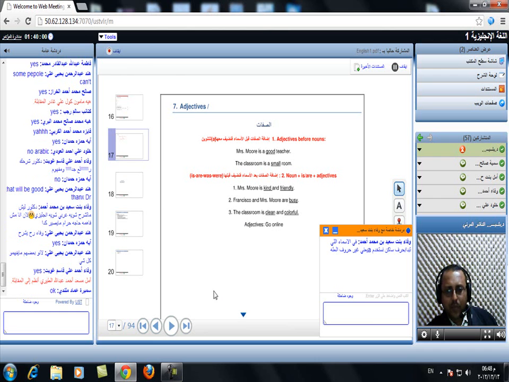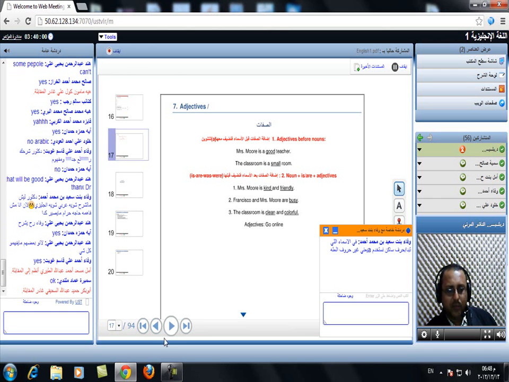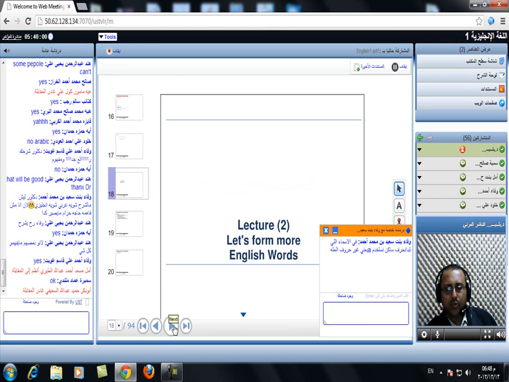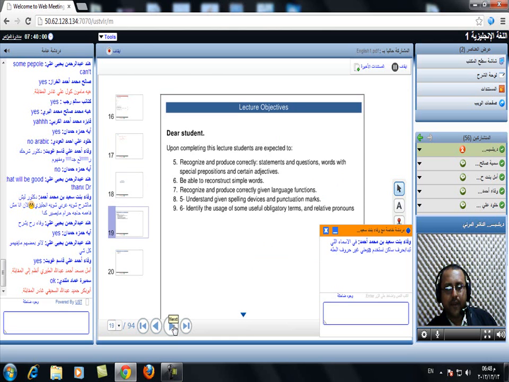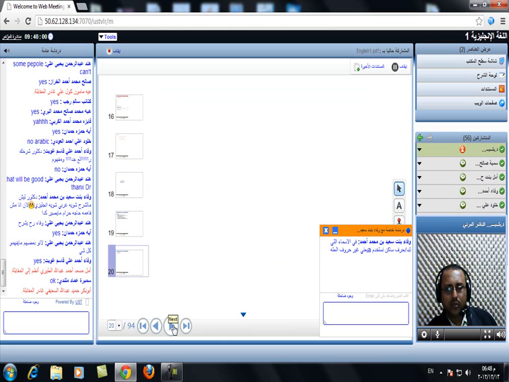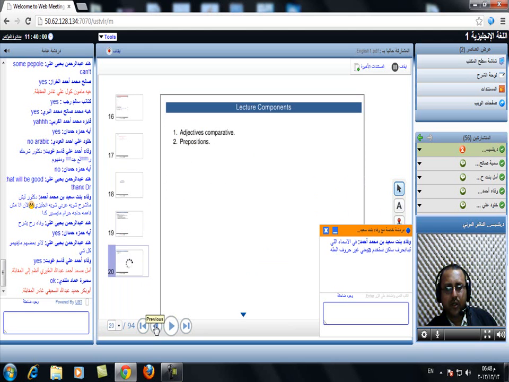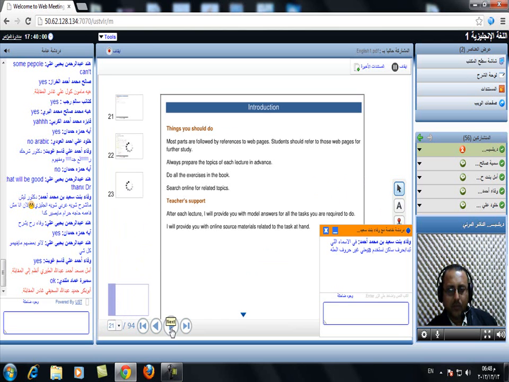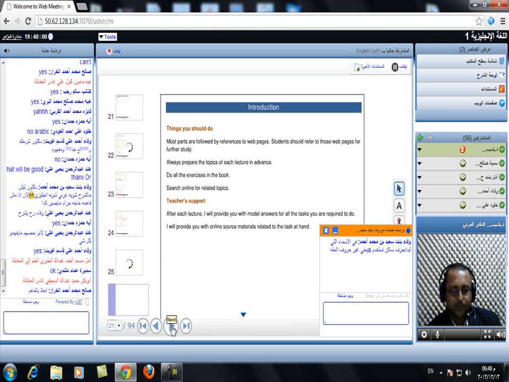We have many examples here. We read all of them. Let's go to the next now. Lesson number 2. We have two things here: adjectives comparative, and prepositions. Let's begin with the first one.